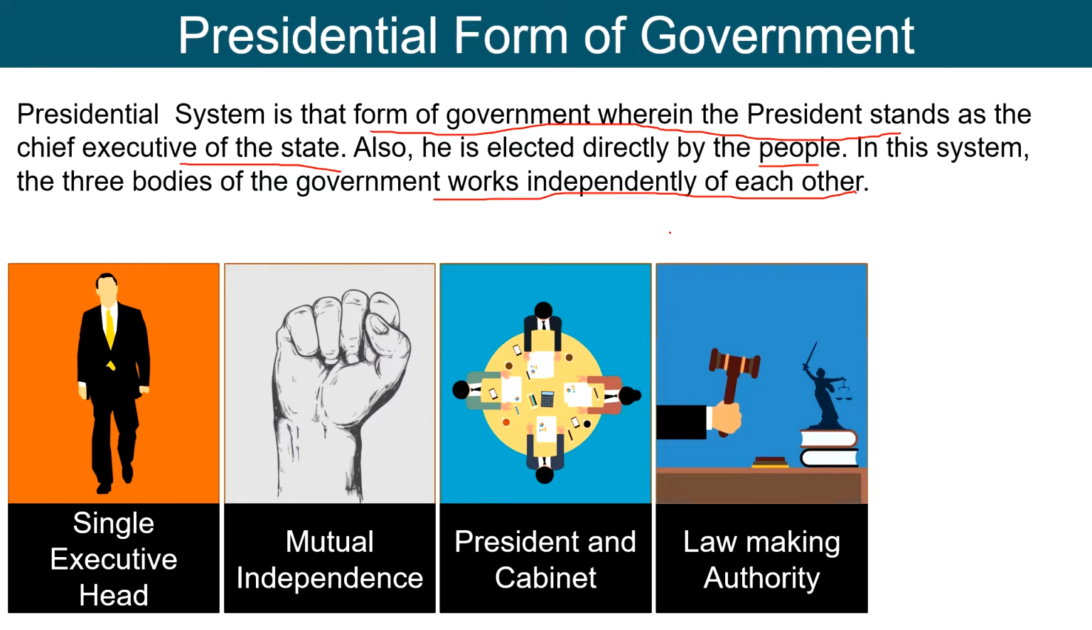Lawmaking authority. The lawmaking authority with the executive branch is far less due to the mutual independence of the three branches with regard to the selection, tenure and membership. The legislature is a more independent lawmaking body.